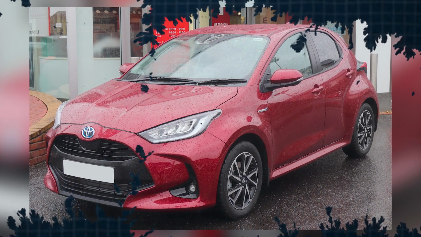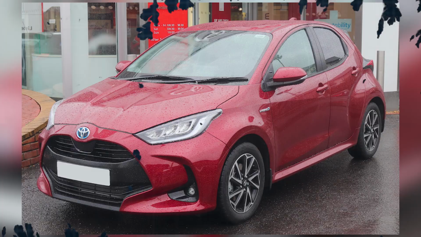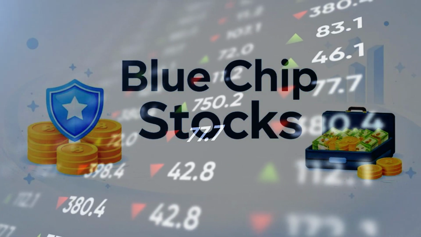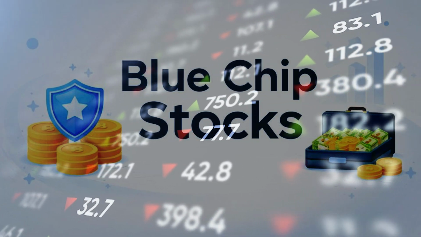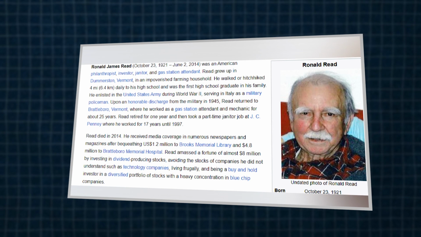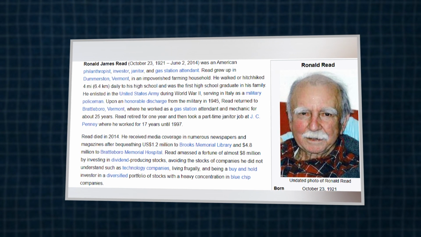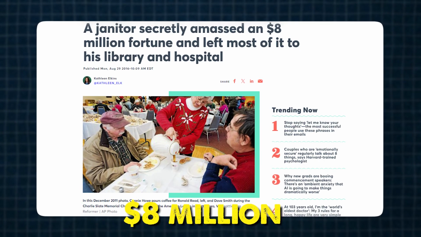Ronald Reed. A gas station mechanic and part-time janitor at a J.C. Penney in Vermont, drove a second-hand Toyota Yaris, held his coat together with safety pins, channeled his discretionary income into blue-chip dividend stocks, and held them for life. When he died in 2014 at age 92, his estate was worth over $8 million.